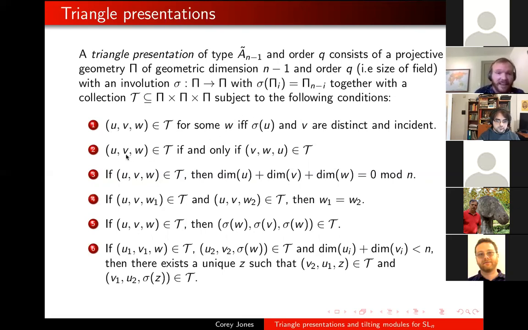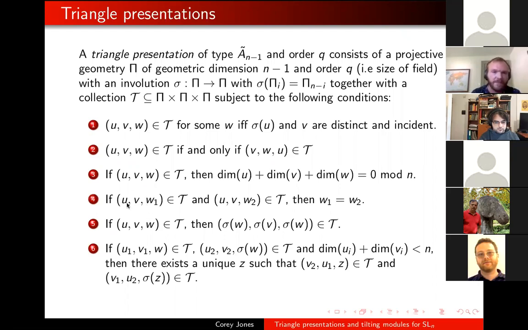This relation just says that this set T is invariant under cyclic permutations. This third condition says if I look at the dimension, because remember, think of these as subspaces of a finite vector space. This says that the sum of the dimensions of all these things is 0 mod n. Okay, so that in particular, because of the restrictions on dimensions of subspaces, it's either n or 2n, one of those two things. This says if u and v are in there, there's at most one such w for every u and v. That can be the third element of that triple.